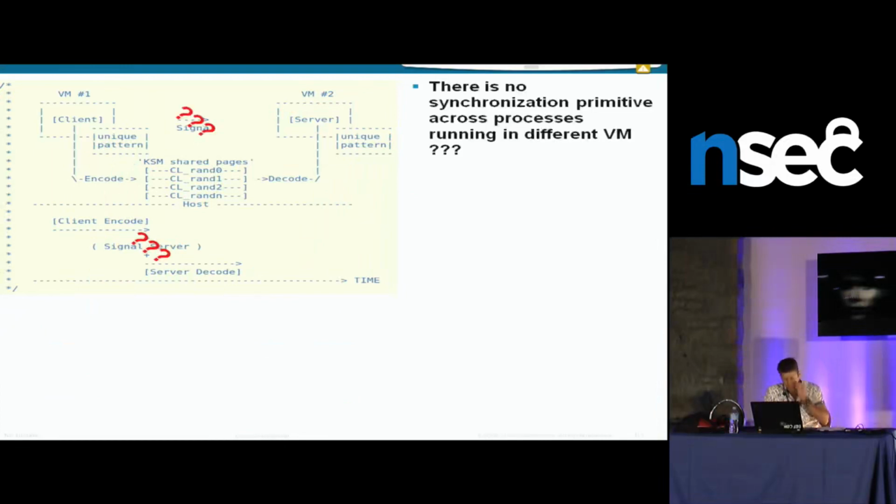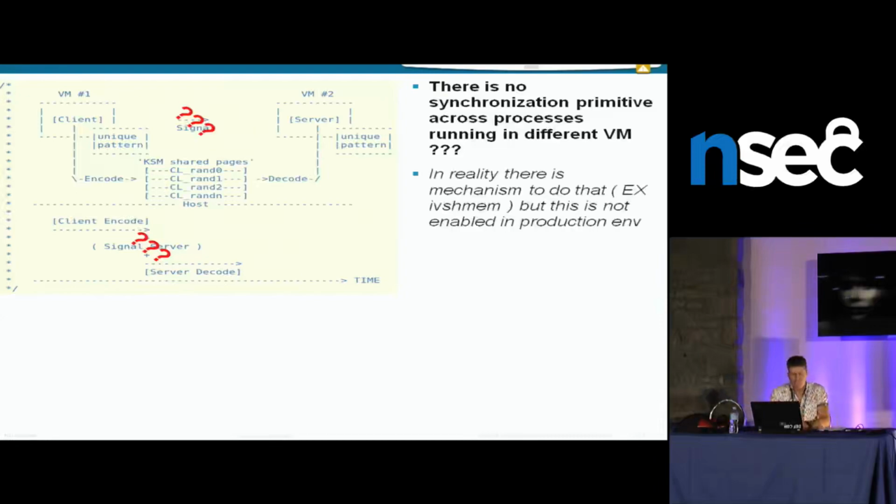Okay, so the other problem that I realized with this scheme is that there is no synchronization primitive that spans different VMs. Well, in reality, there are mechanisms out there. IVSHMEM is just one example, but this is not enabled in production environments. With IVSHMEM, you can signal a semaphore across VMs and so on. So we basically need something to replace the mutex that I was using to signal the server and the client.